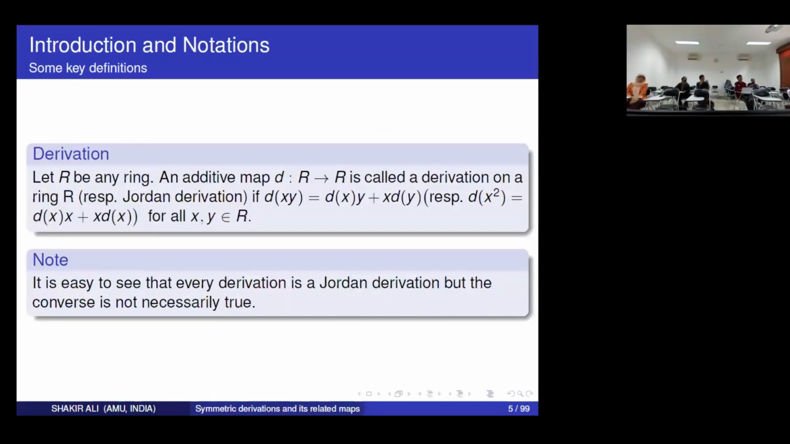This is not a new idea. I think most people are familiar with the idea of derivation in rings, so I will not go into more detail. But because we are going to give another version of derivation, you must keep in mind what a derivation is. A derivation is an additive map that satisfies the Leibniz rule. That is mentioned in the definition.